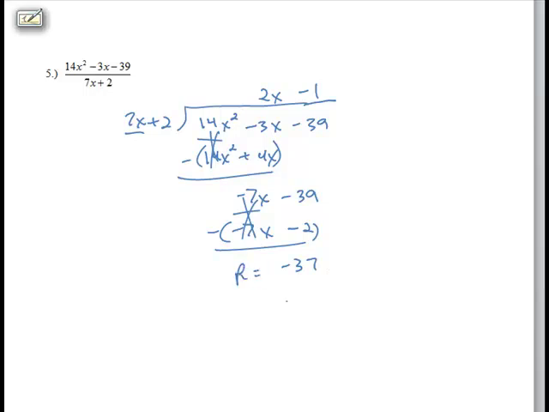And the way we would write a remainder is plus the remainder, negative 37, over what you're dividing by, 7x plus 2 in this case. Which we would, of course, neaten up as 2x minus 1, simply minus 37 over 7x plus 2.